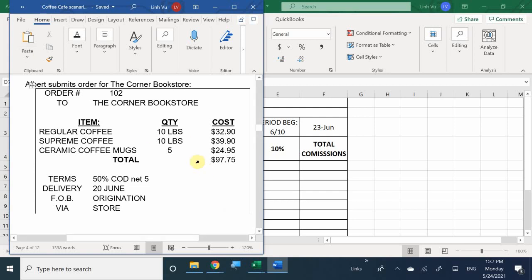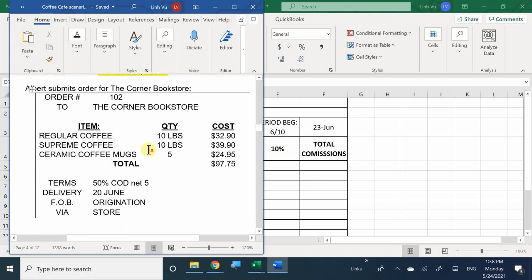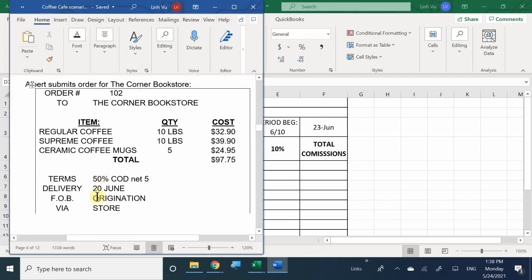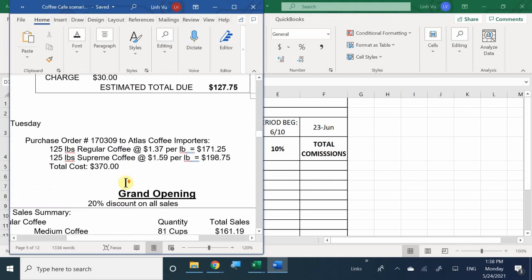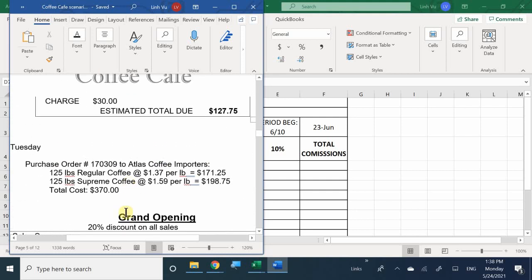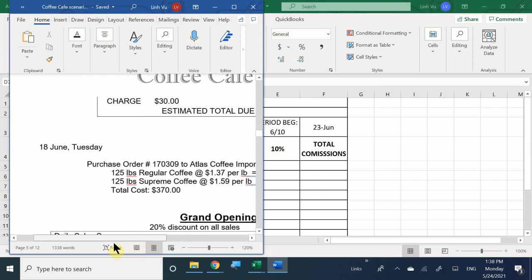So this is just a simple sales order. No transaction is done, but when is it subject to be done? When is it going to be delivered? June 20th. And we're expecting 50% COD. So there are a lot of things that we're expecting when we actually complete this sale. So we are done here with that, as long as we at least acknowledge that a transaction will happen. So then what happened here?